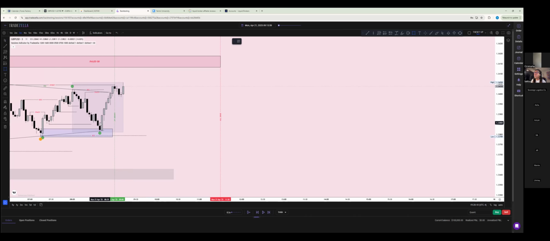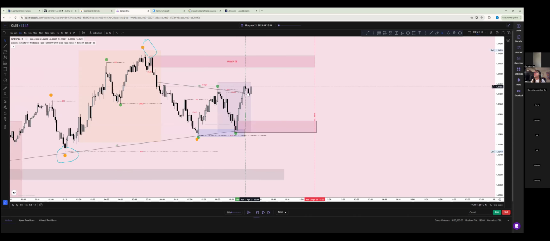Boom, boom, and move this to the right. Boom. So now I want to see price come up here. Don't tap this. Come down here. Tap me in here so we can push through this together.